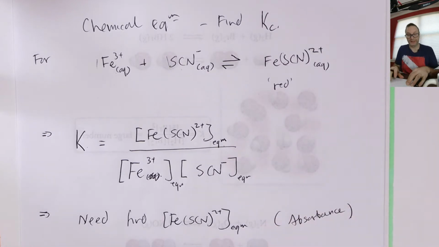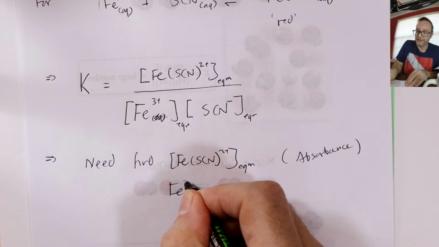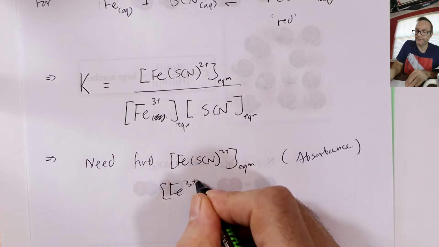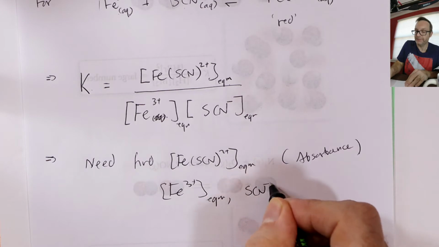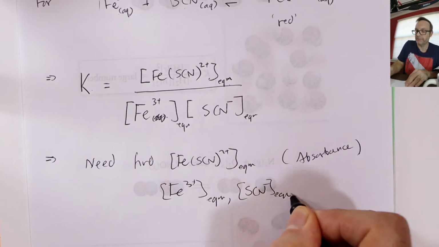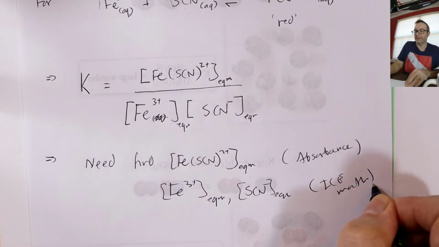Which we'll talk about in more detail in a second, but you've seen it before. You also need to find the Fe3+ and the SCN- equilibrium, and that's done through the ICE math, right? So that's kind of setting you up.